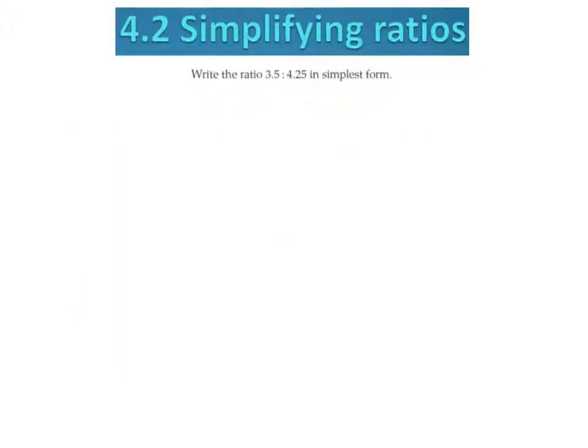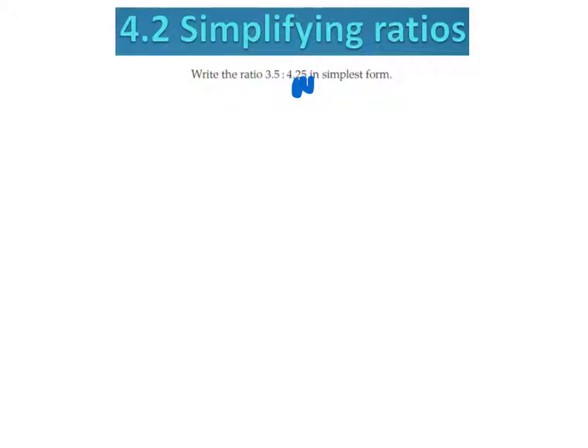Okay, this is our last question that we have to do for simplifying ratios. So for this one, it's asking, write the ratio of 3.5 to 4.25 in its simplest form. So the first thing that I like to do when I look at the ratios is to work out which one has the most number of decimal points after it. So in this instance, I have the 4.25 as it has 2.